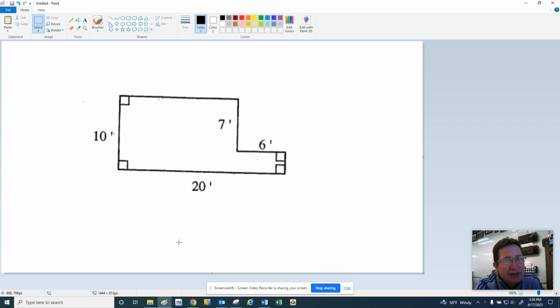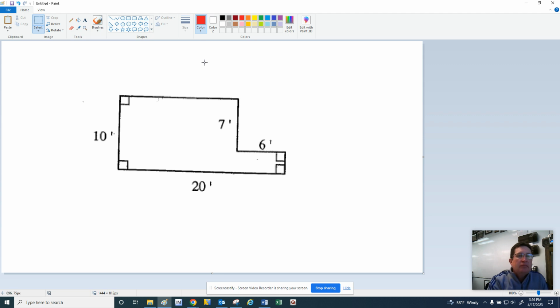Today in applied math, we are going to be calculating some irregular shapes, and then also talking about carpeting your house. You have an assignment there with a packet of problems. This is the first problem on the packet, and the job here is to calculate the area.